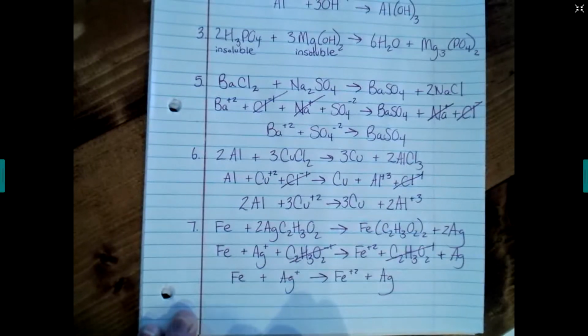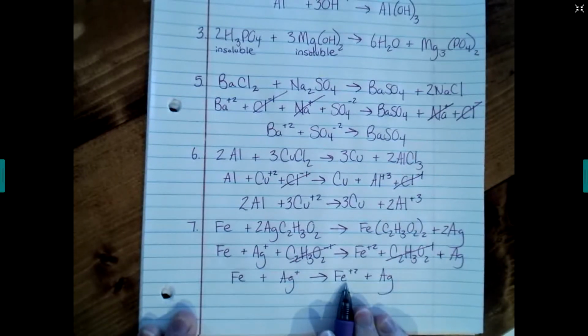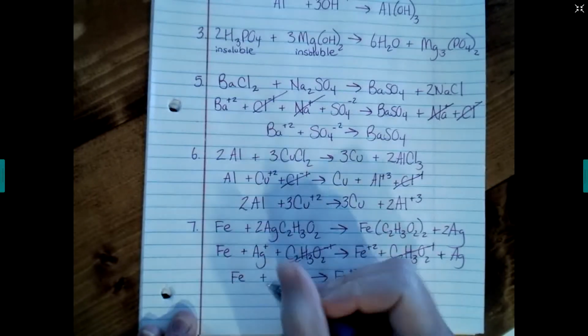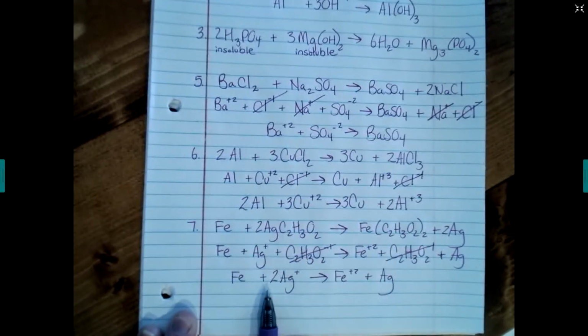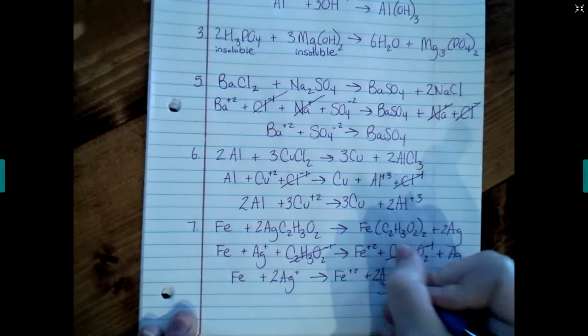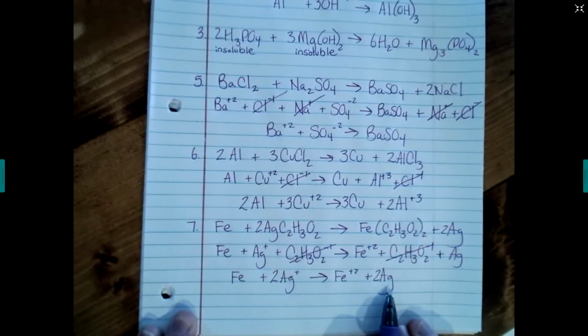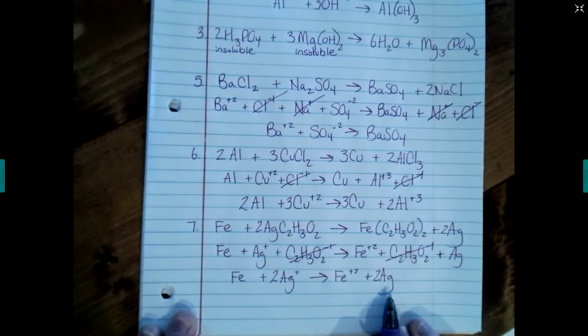And we will have to balance this. Since iron has a +2 charge, silver has a +1 charge, I'm going to put a 2 in front. So now it's +2, +2. And since I have 2 silvers, I'm going to put a 2 in front of the silver on the right side. So now this equation is balanced.